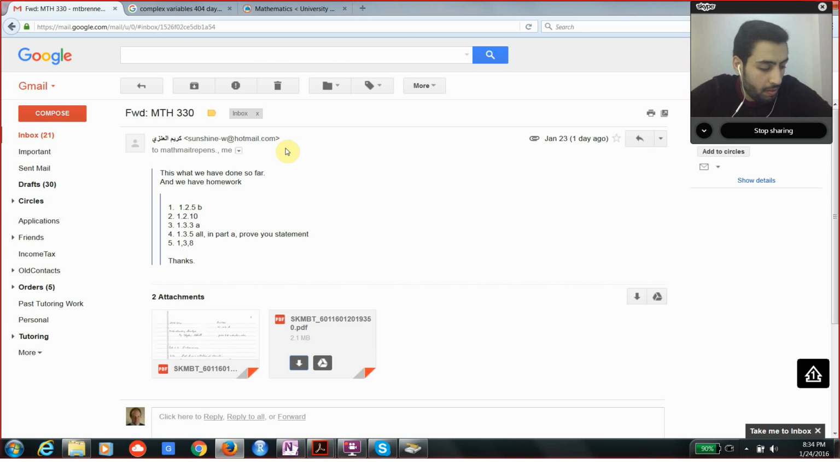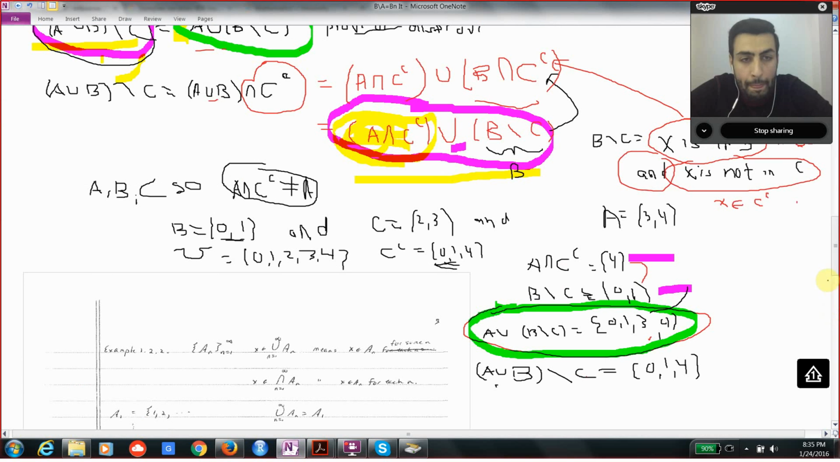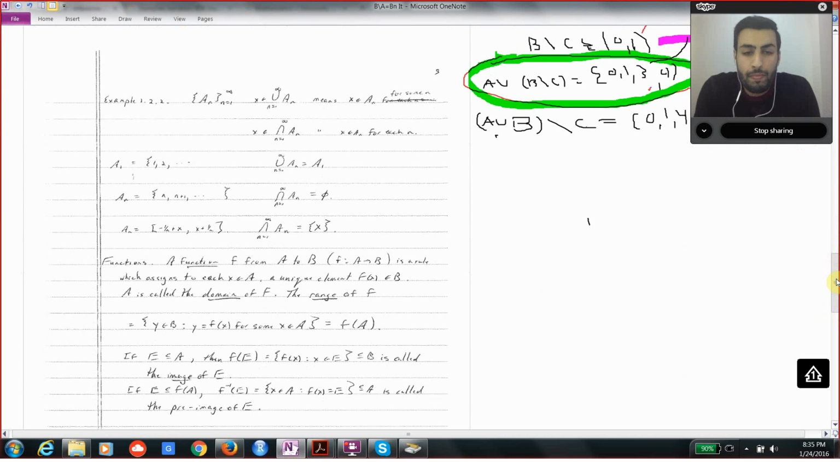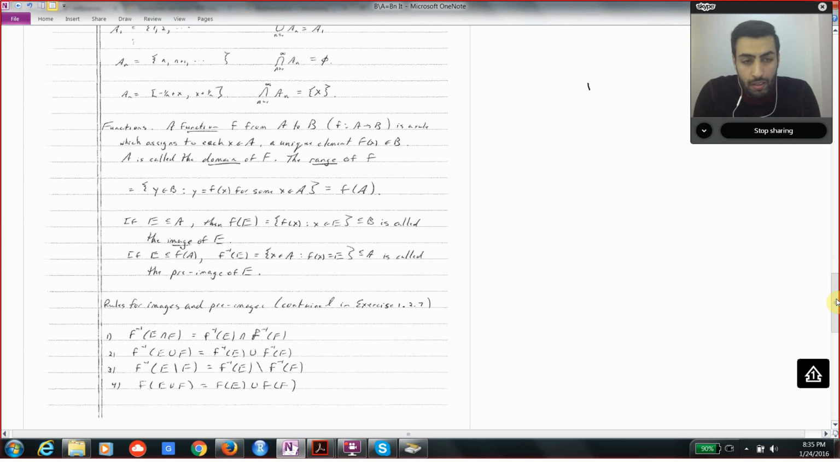Let me think for one second. Let me see how much more he wrote in the introduction here. Okay, it doesn't have that much more. Definition of a function. This is an important definition. The image and the pre-image. Let me go through this, and then we can start on section 1.2 because you're going to need that to do the homework.